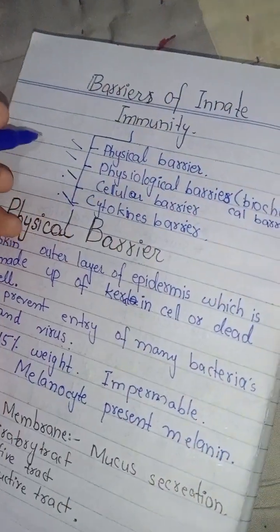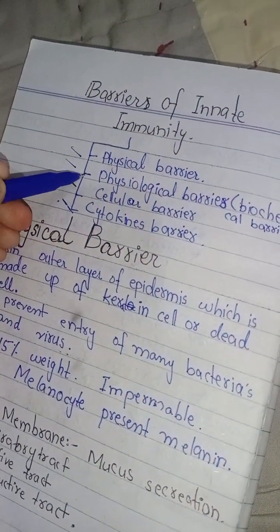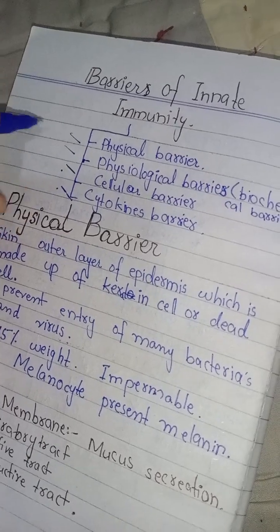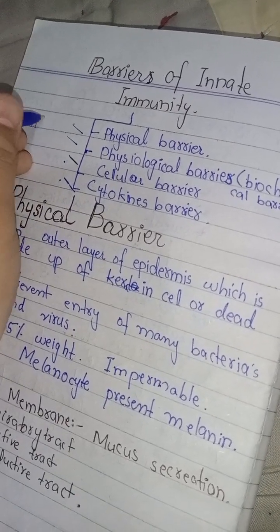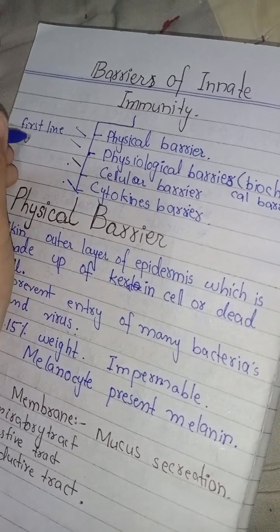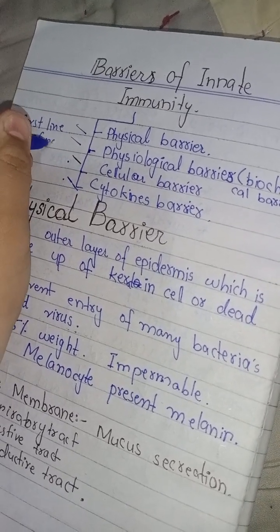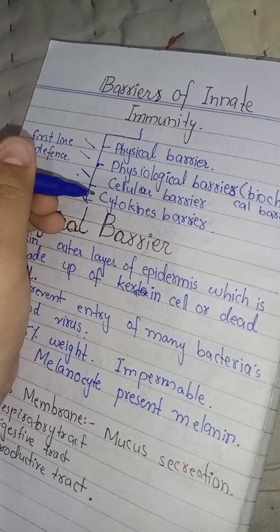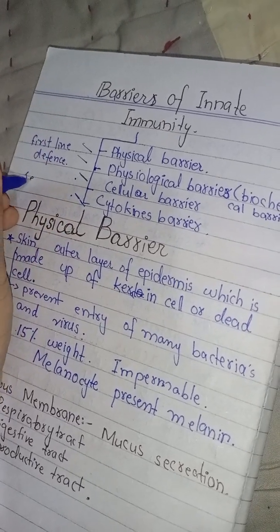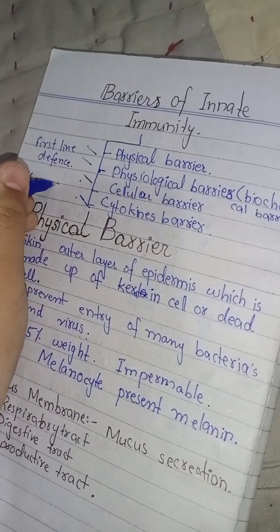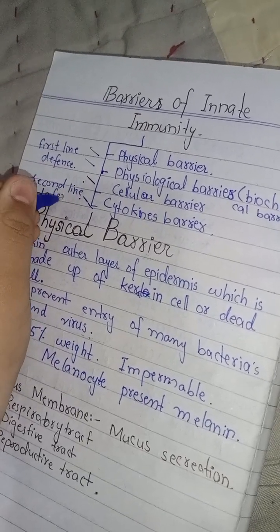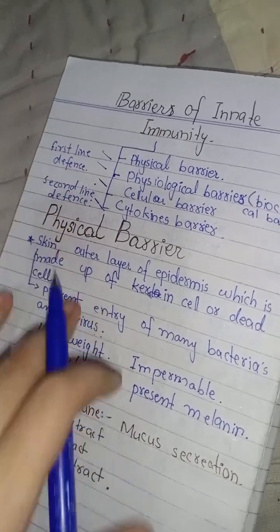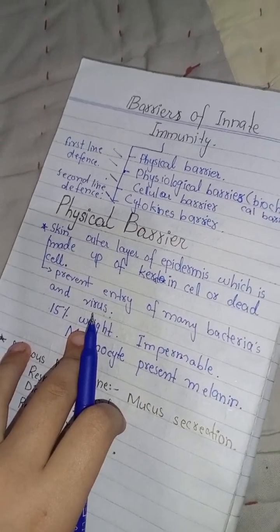Now these two starting ones, physical barrier and physiological barrier, are the first line of defense. And cellular and cytokine barriers are the second line of defense. Okay, so it's done. Thank you.